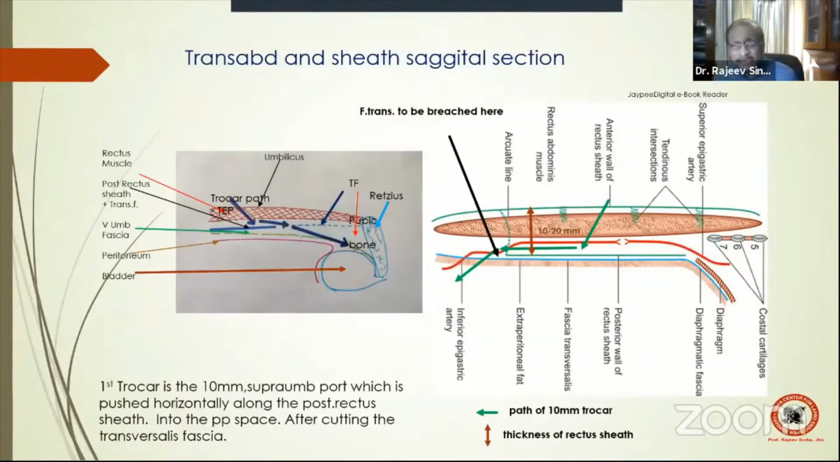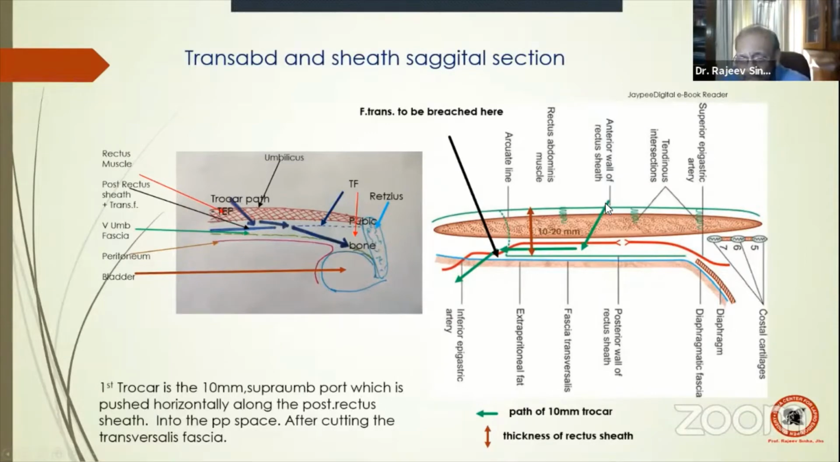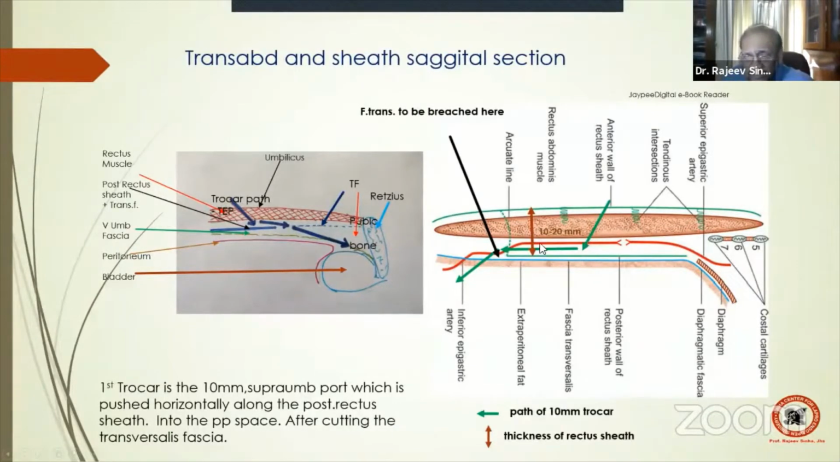The transabdominal and sheath sagittal section. Now, I just wanted to show you this. So this is the umbilicus area, and here you're going into the port. So you have separated the fiber rectus abdominis. This is the rectus abdominis, right? You have removed the fibers, and you have entered the retrorectus space.